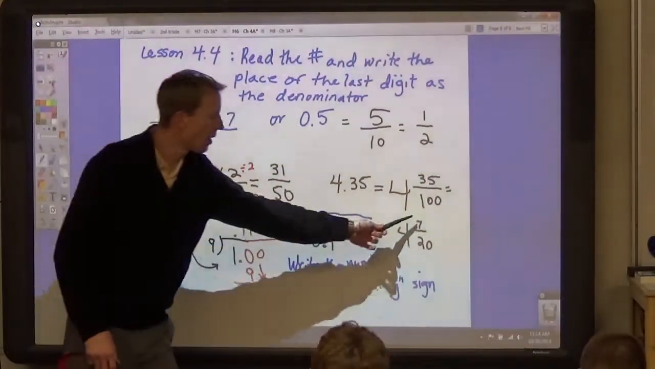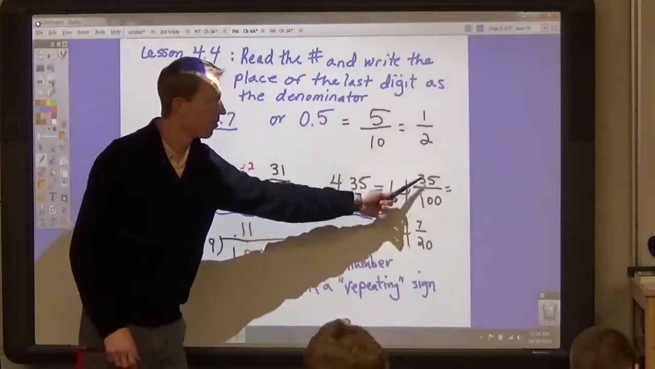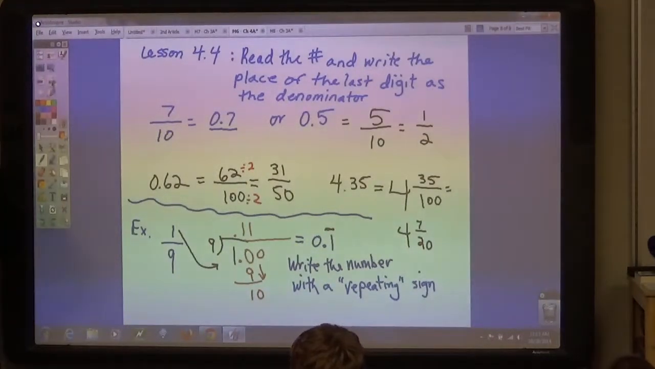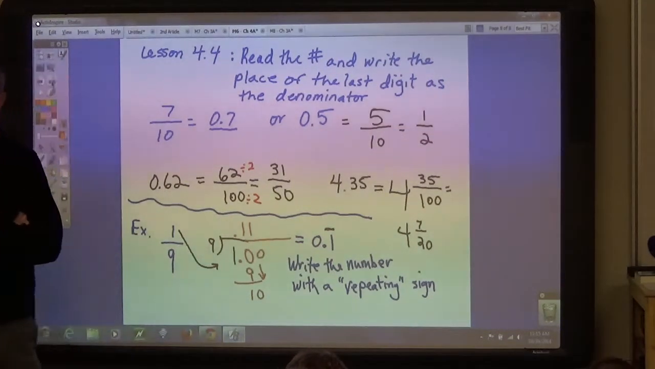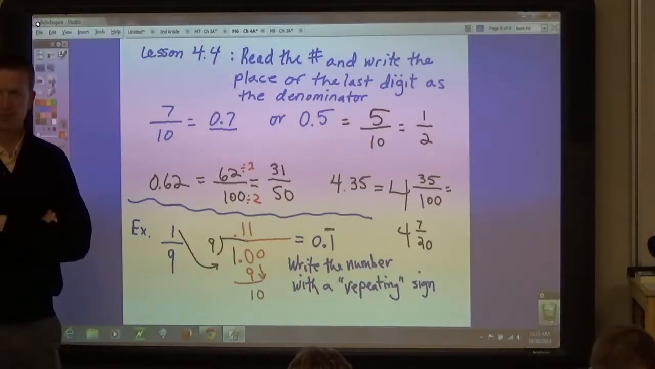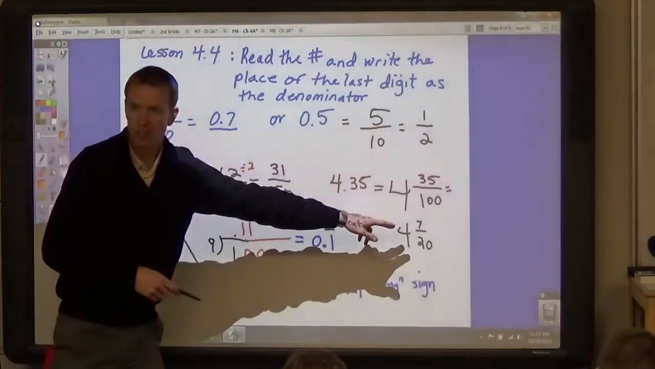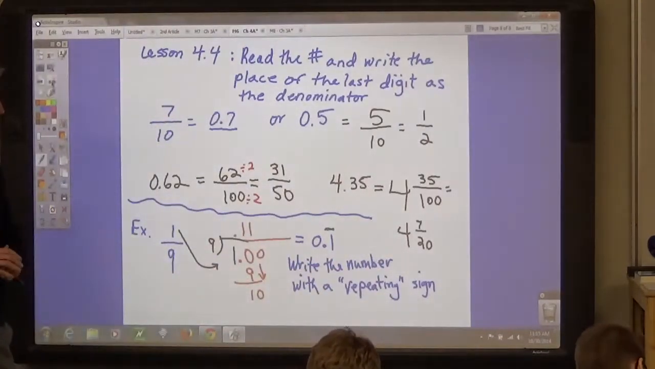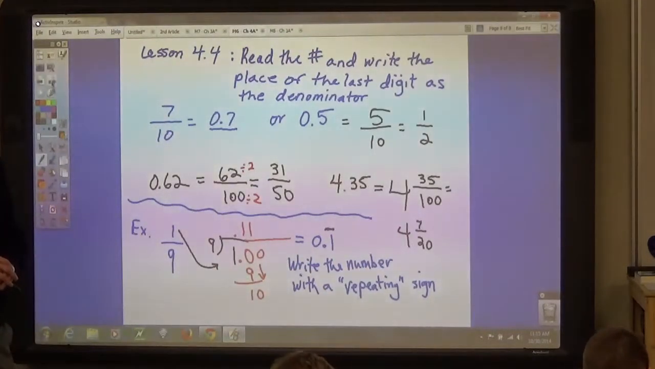How would we get 7/20ths? What would we divide both of these numbers by to get 7/20ths? Sam? 5. By 5, right. Is 7/20ths simplest form? Yeah, 7 is a prime number, and it doesn't go into 20, so that's simplest form. Right?